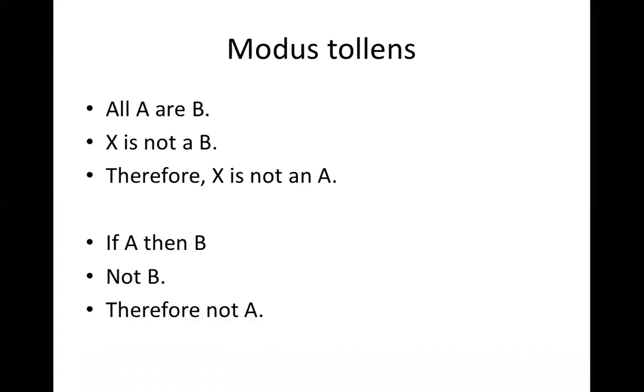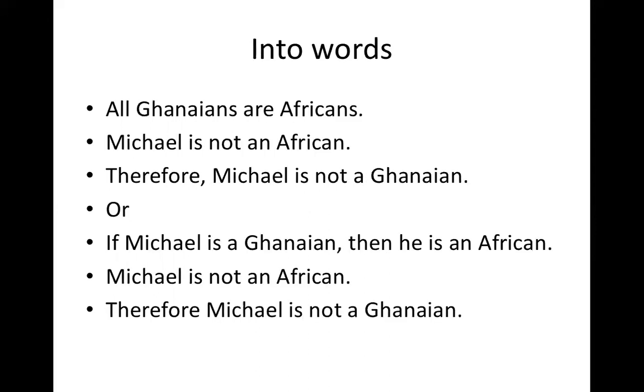Now let's look at modus tollens. All A are B. X is not a B, therefore X is not an A. Look at the conditional version: if A, then B; not B, therefore not A. Into words. All Ghanaians are Africans. Michael is not an African, therefore Michael is not a Ghanaian. This is an argument that denies the consequent. Is it a valid operation?